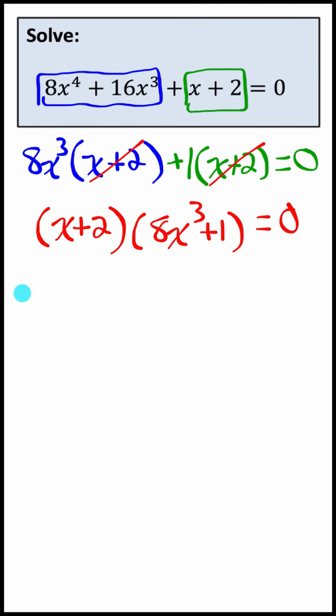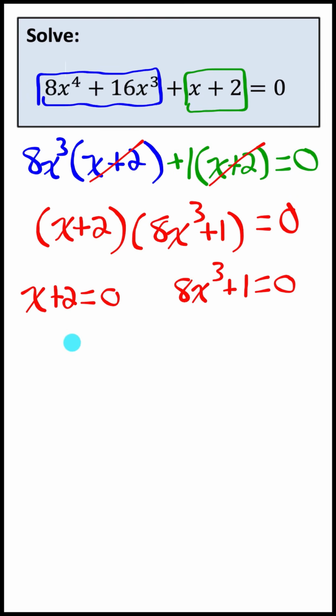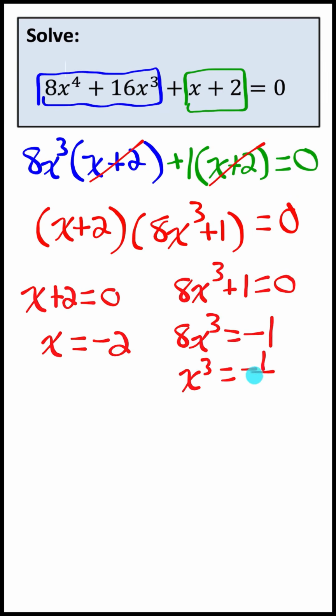We could just set each of these factors equal to 0. And now solve each of these equations. X could be equal to negative 2, or 8x cubed could be equal to negative 1, which means x cubed is equal to negative 1 over 8. And then if we cube root both sides, I would get x equals negative 1 over 2.